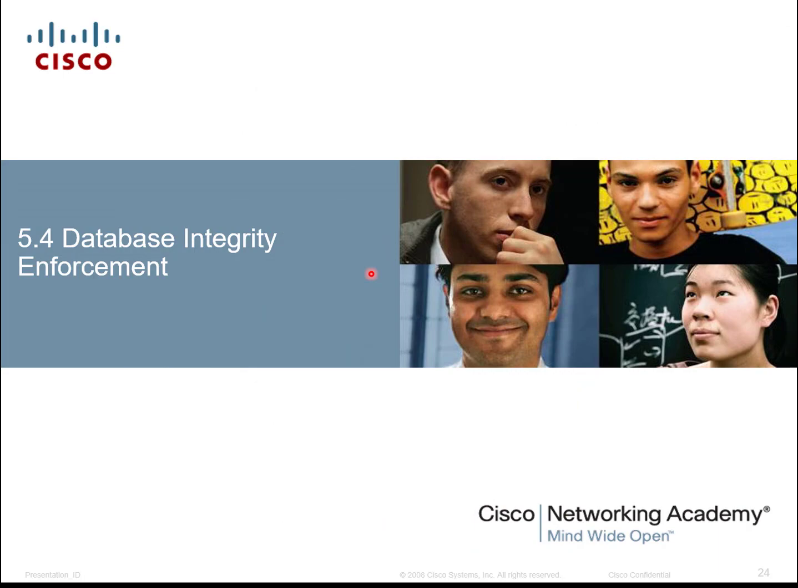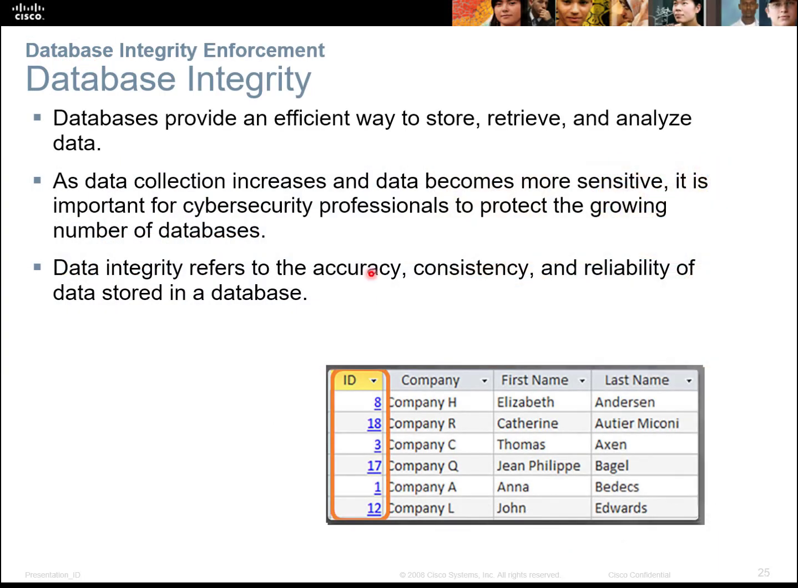And last but not least, we have database integrity. All this basically means is if you've ever taken a database course, you always get this ID number. This is called a unique identifier. This is kind of like what helps protect information on a given row that you have on here. So number 8 would always be company H, Elizabeth Anderson. Number 18 would be company R, Catherine. Number 3, company C, Thomas, Joanne, John, and so forth.